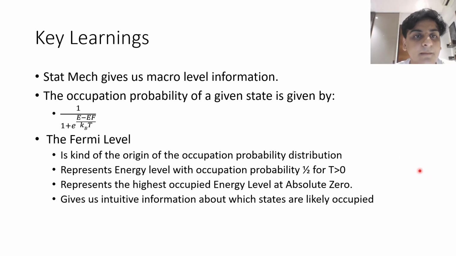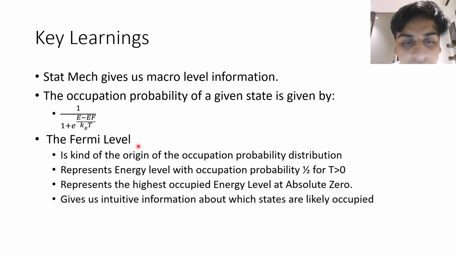Just some recaps of the key learnings in this module. First is that statistical mechanics gives us macro level information. We spoke about why it matters. The occupation probability of a given state is given by this expression with respect to the Fermi level. We tried to see how intuitively this expression comes about. Note that EF here is one quantity, the Fermi level. I've forgotten to subscript the F.